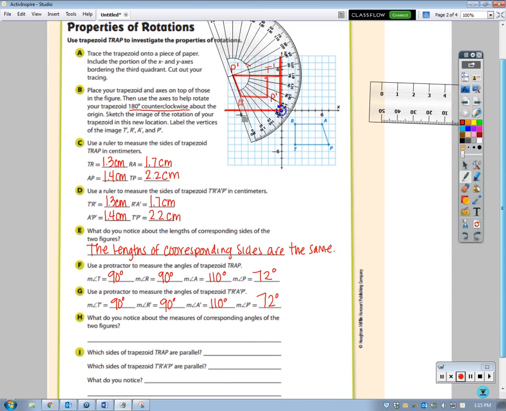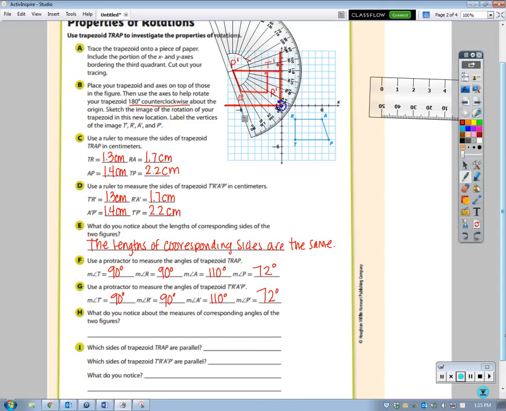So then we go ahead down here to their questions. What do you notice about the measure of corresponding angles in the two figures? Corresponding angles are the same. The measure of corresponding angles are the same. And this aligns with what we know about rotation, and that should be that our size and shape remain unchanged because they are congruent.